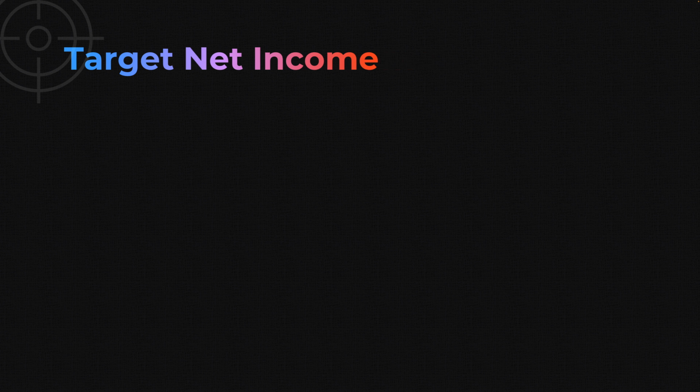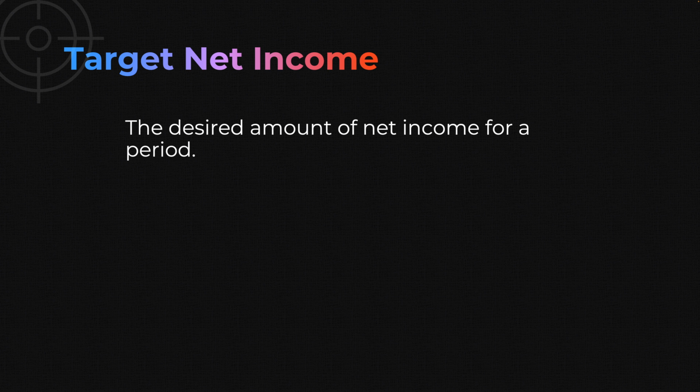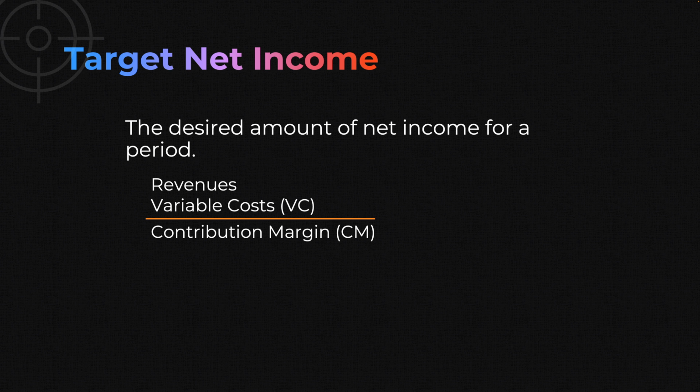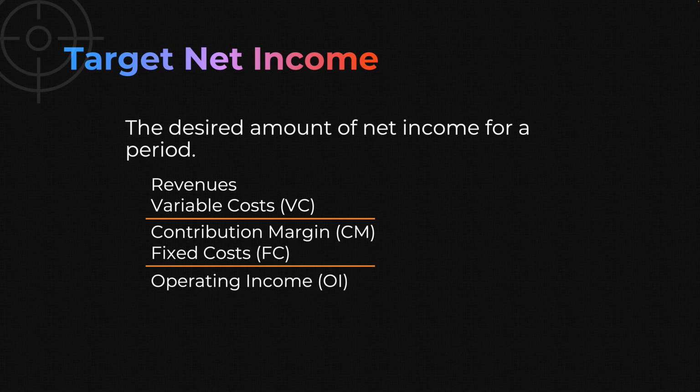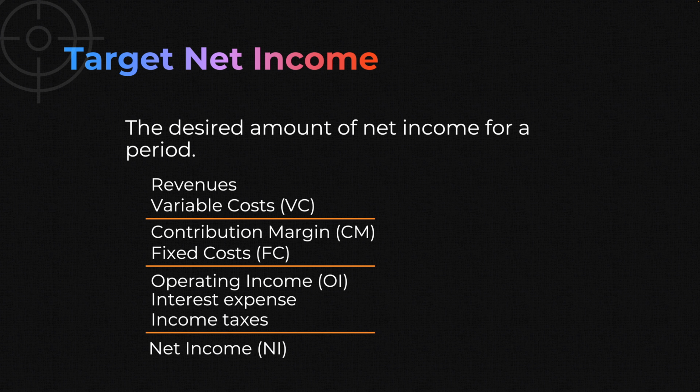The target net income. This is the desired amount of the net income for a period. What is meant by net income in most management and cost accounting textbooks? We take our revenues, subtract our variable costs, and we get contribution margin. We subtract fixed costs, and we get the operating income. From that, we subtract interest expense, income taxes, and then we get net income. So the target net income would be that bottom line number.